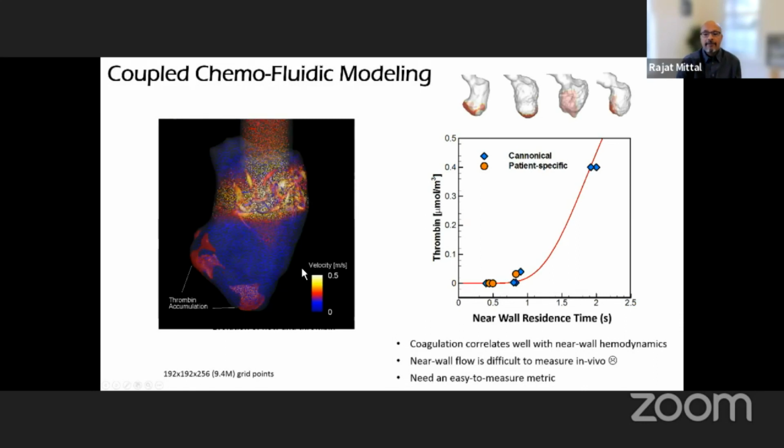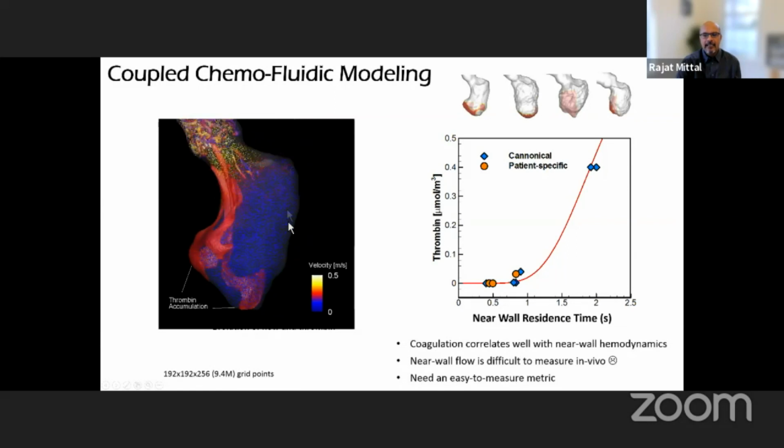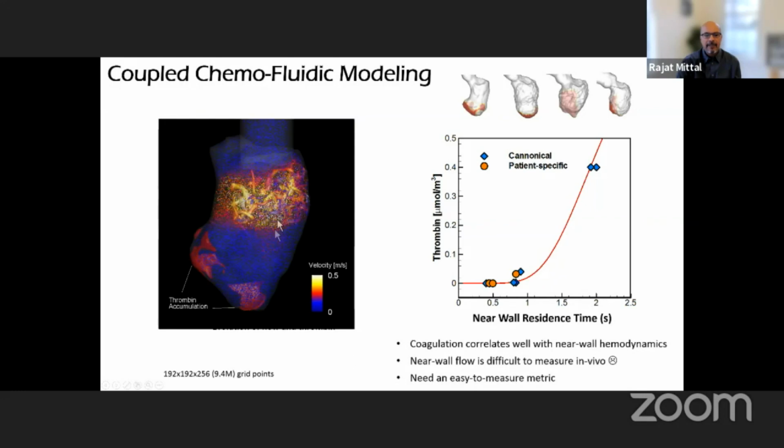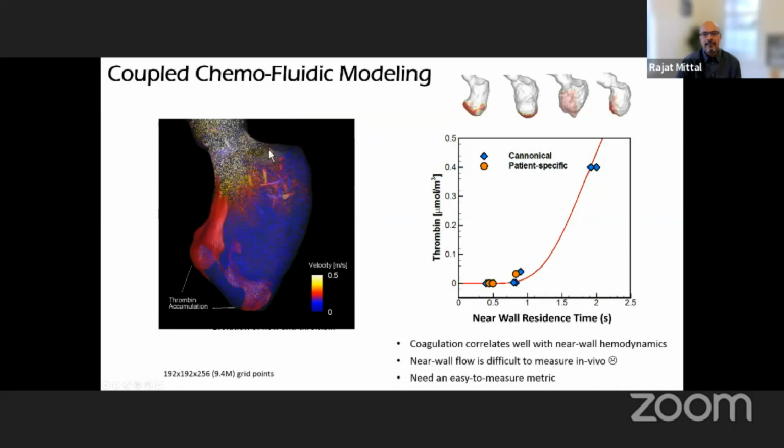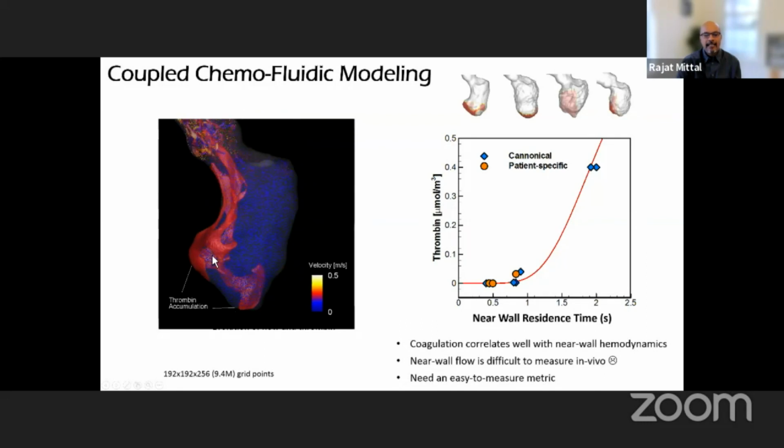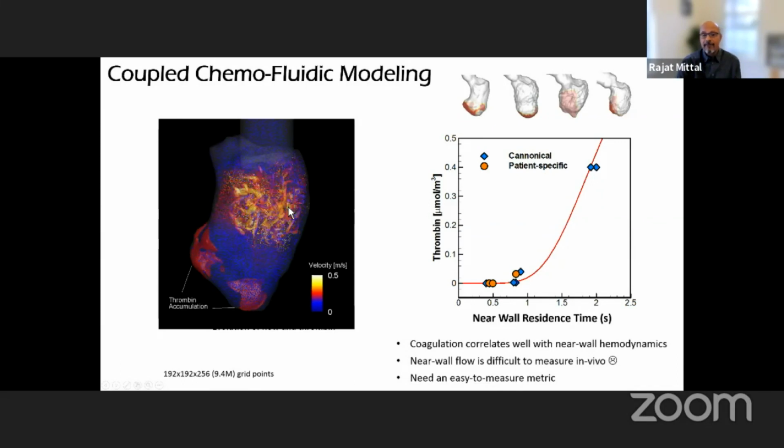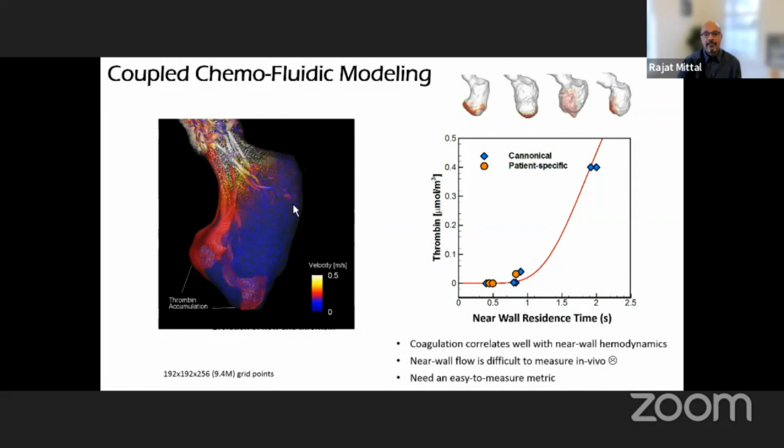What we found was that in the end, it's the fluid dynamics that's driving everything. As you can see, note that the jet that is coming in from the left atrium in this patient never reaches the apex of the ventricle. It just comes halfway down and it doesn't reach the apex. And so it turns out that the fluid dynamics is the key part of this thrombus risk. The chemistry actually doesn't matter.